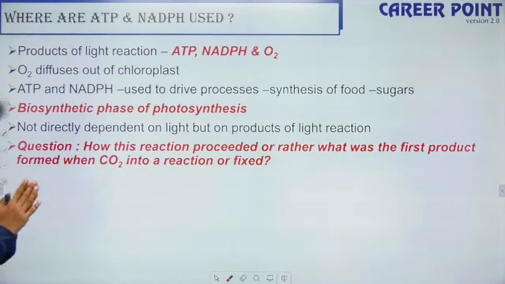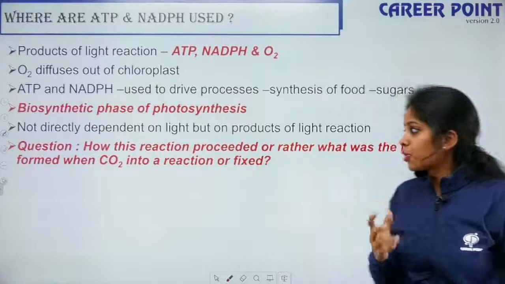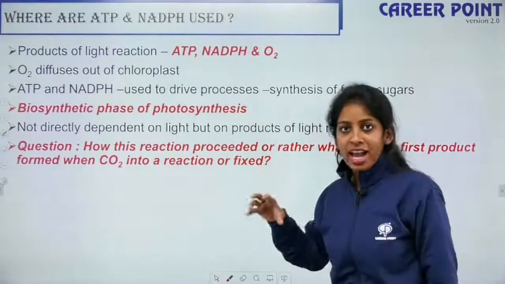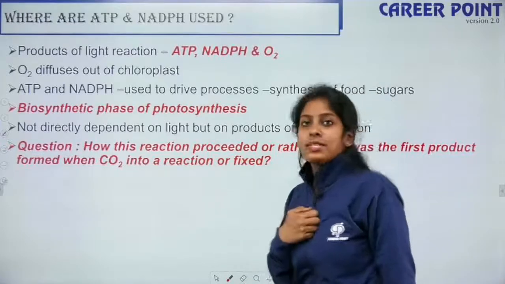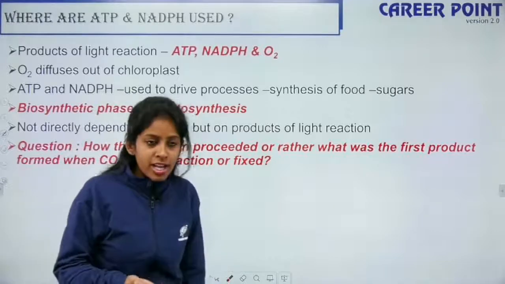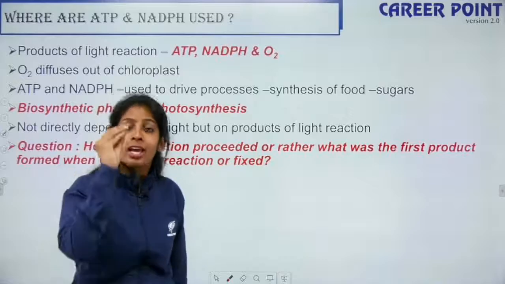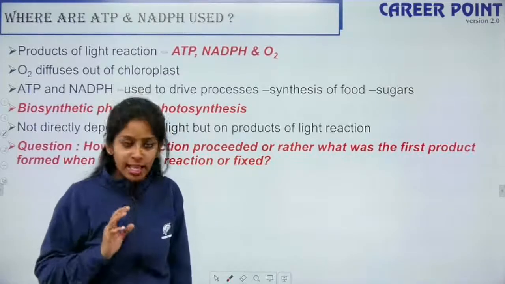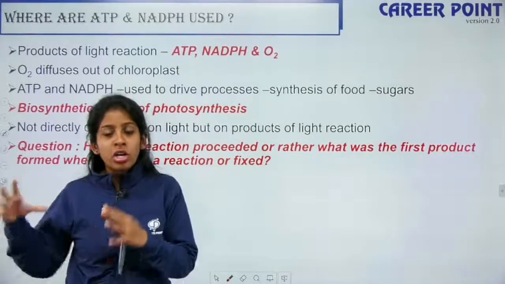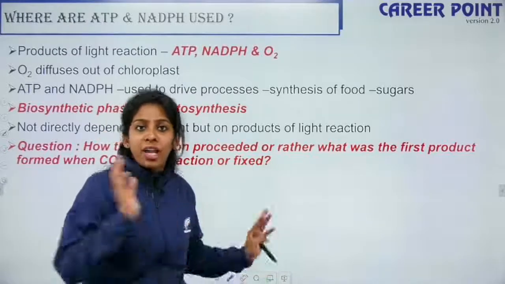Now the question comes, how did this reaction proceed, or rather what was the first product that is formed when carbon dioxide is fixed in the reaction? For example, say if I have gold and I have to get a packet of biscuits for someone, I cannot give the gold and take it, right? First I have to exchange the gold for money, and from the money I can take a packet of biscuits, right? Now imagine I have carbon dioxide in the form of gold. Now I'll have to convert it into the form of money. Someone has to accept it and then give my end product, right?